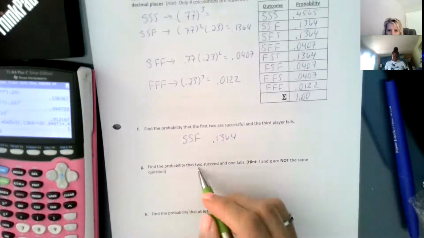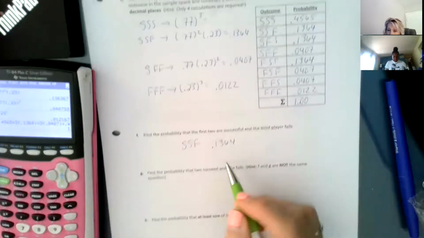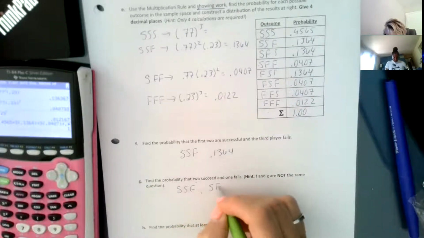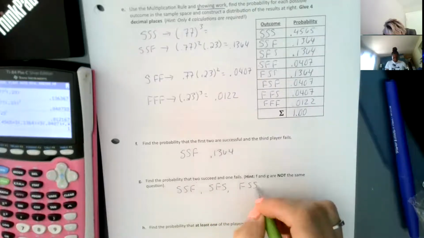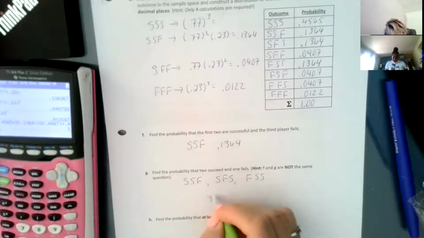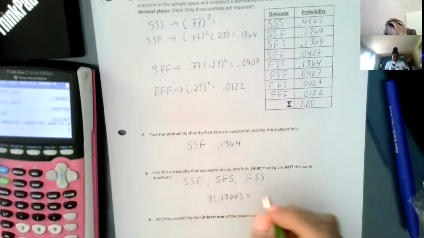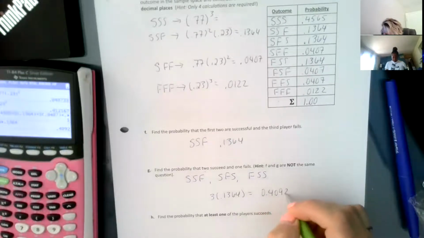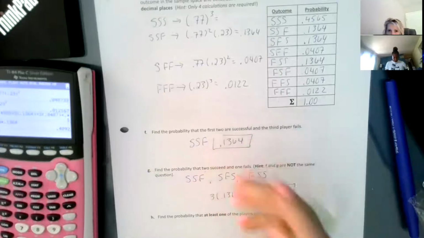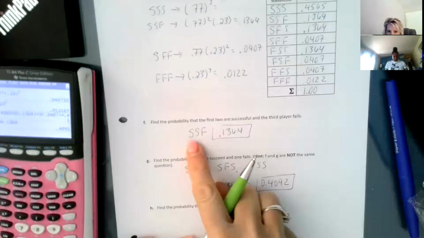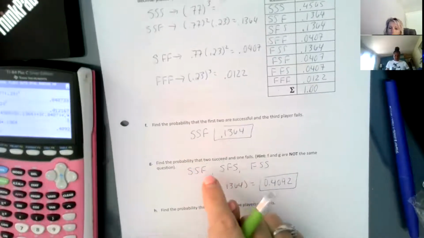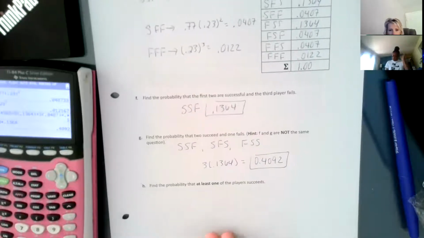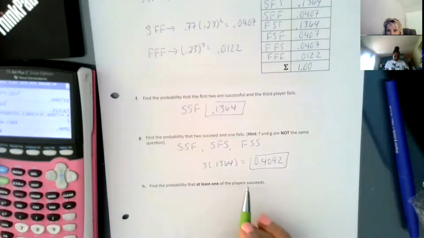Then it says, find the probability that two succeed and one fails. And so there's actually three situations where that happens, right? That's success, success, failure. That's success, failure, success. And that's failure, success, success. So that means there's three of these that satisfy this situation. So this probability is 0.4092. So F is only that particular situation with that order, and G is any two of them succeed and one fails, which actually happens three times. So H says, find the probability that at least one player succeeds.